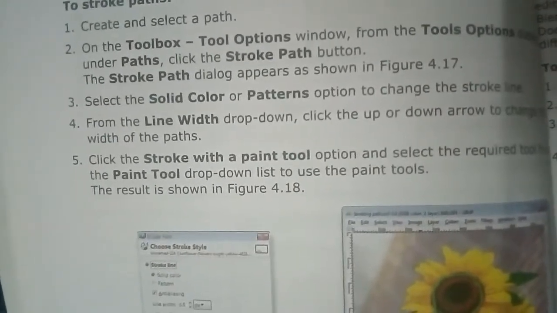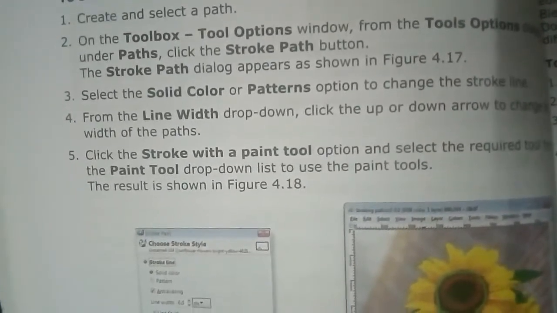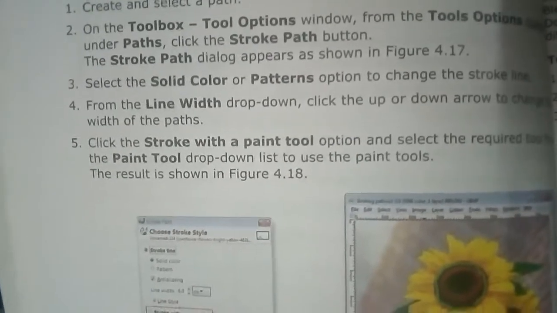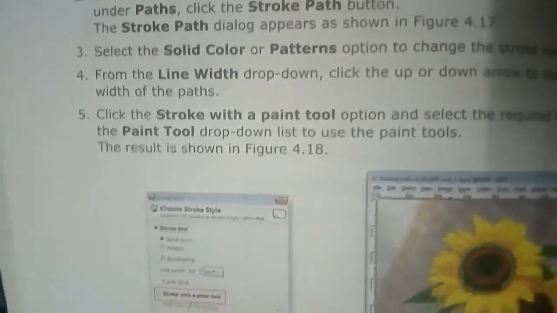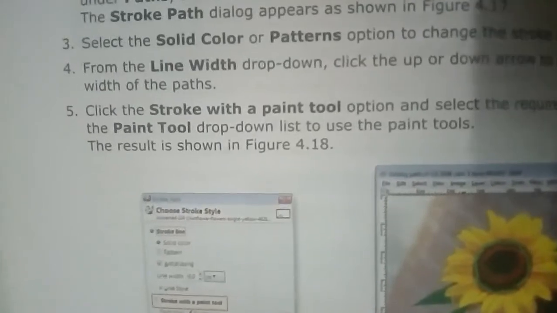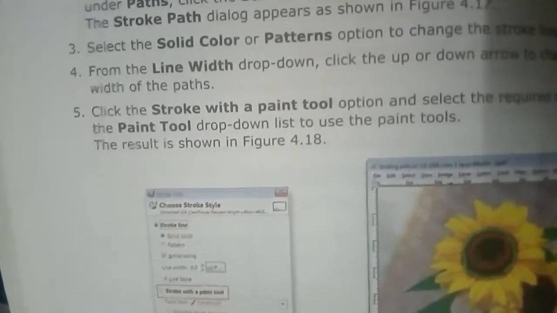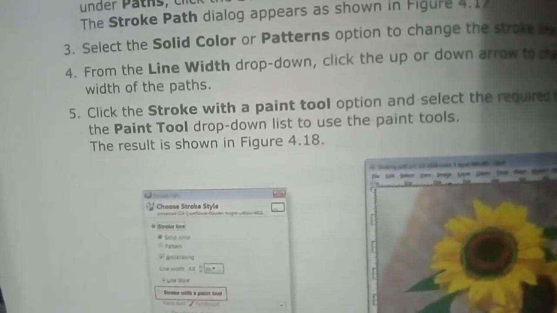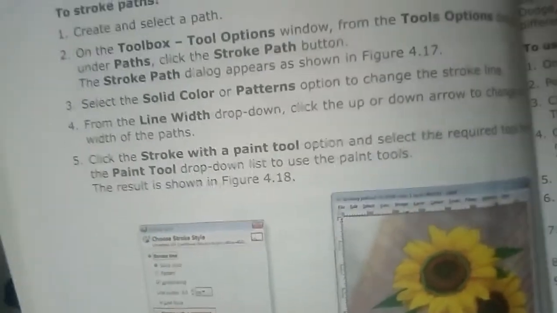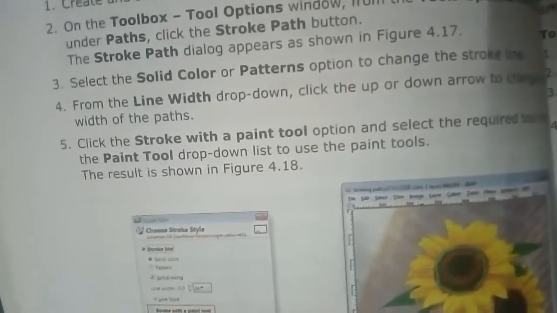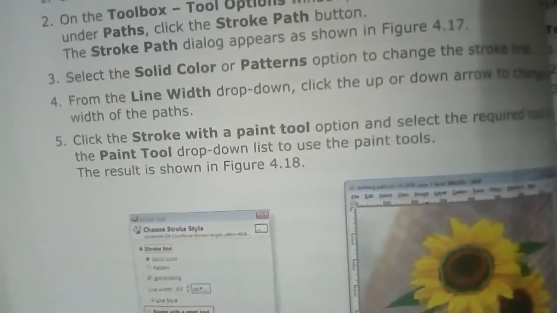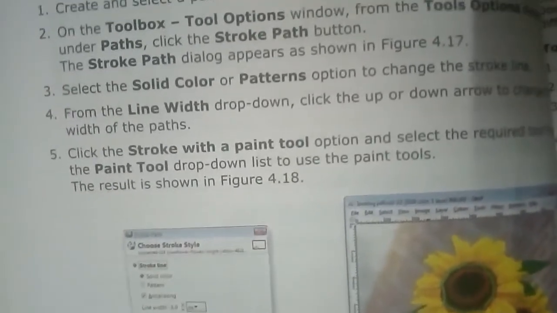Select the required tool from the pen tool drop down list. You will get the pen tool drop down list to use the pen tools. Different types of pen tools you can see, like pen, brush. You can select any one and then click on stroke. So this is how you do the stroking paths.